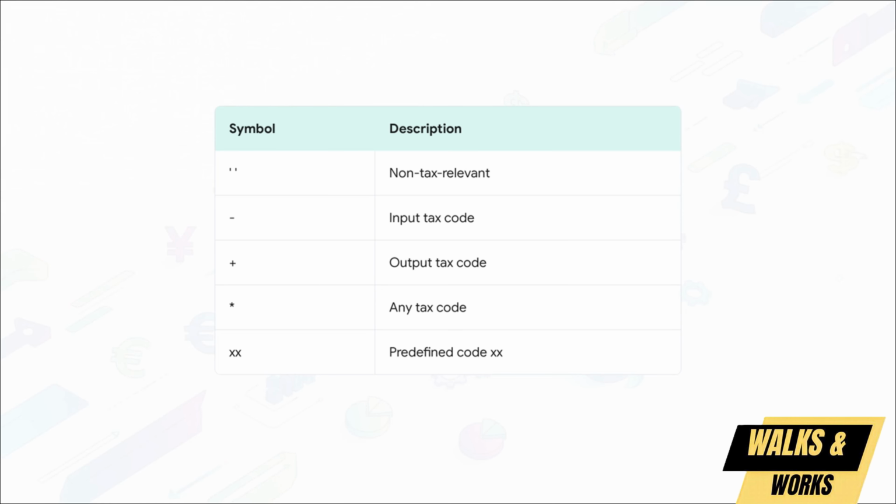Think payables. A plus sign? That requires an output tax code, which is perfect for receivables. An asterisk just means any tax code is fine. And if you use XX, well, you're restricting it to postings with that one specific predefined tax code XX.